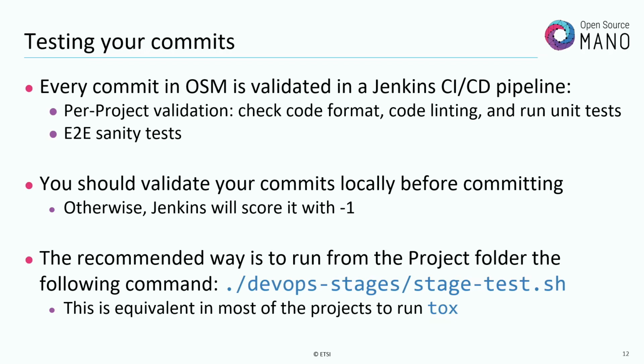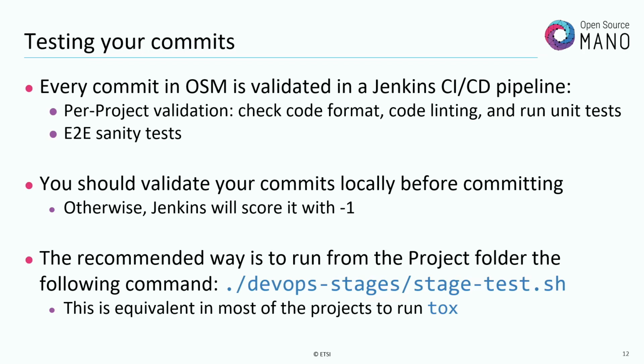Each project has a stage test sh script under the DevOps stage directory in the module. You can first run this script and it will perform the tests for code formatting, code linting, and coverage, and all the unit tests are also run. Then you call this script. The equivalent of the script is running on tox. It also runs all those tests.